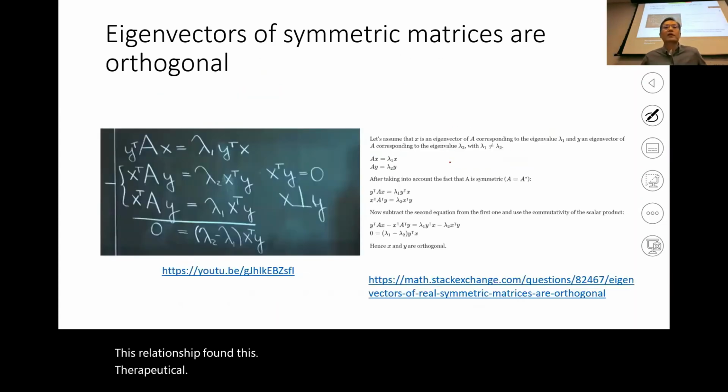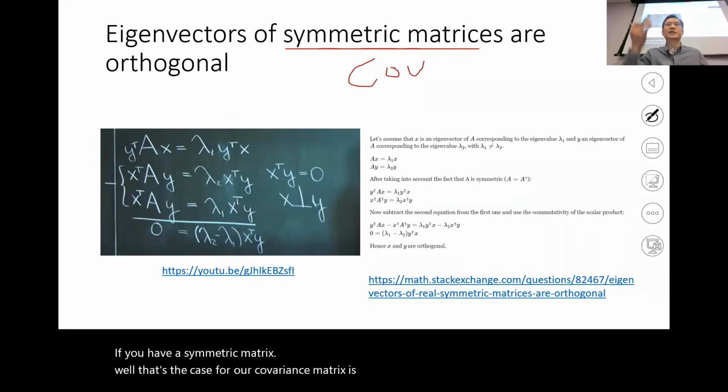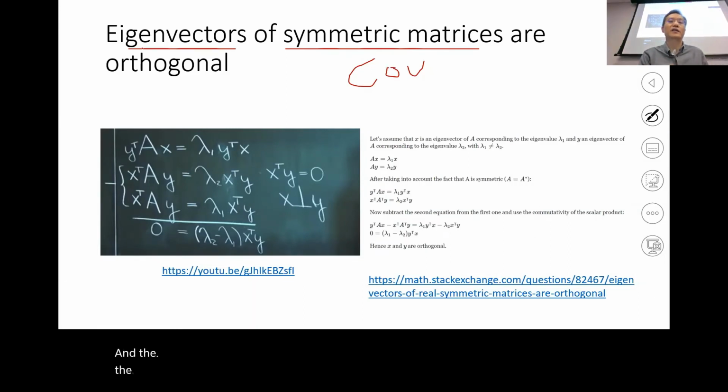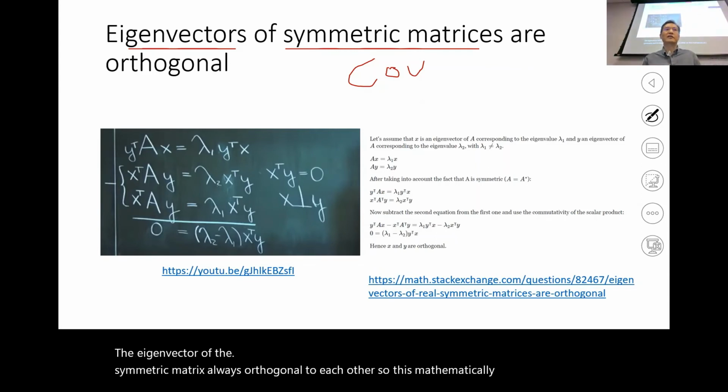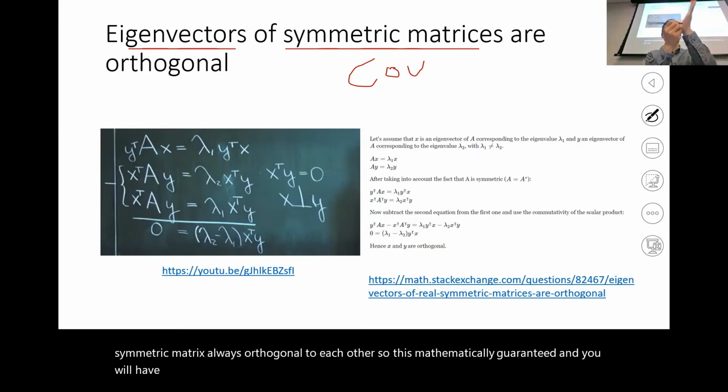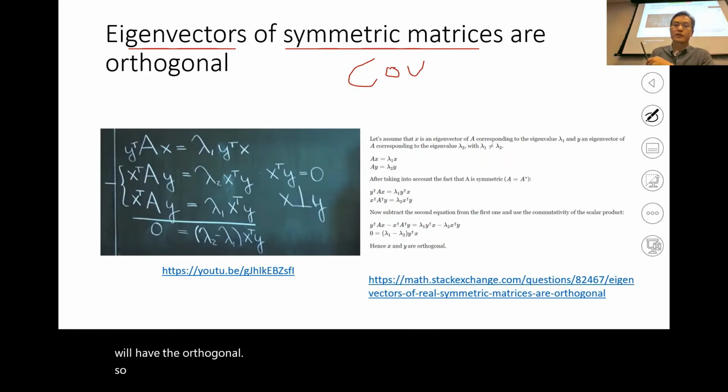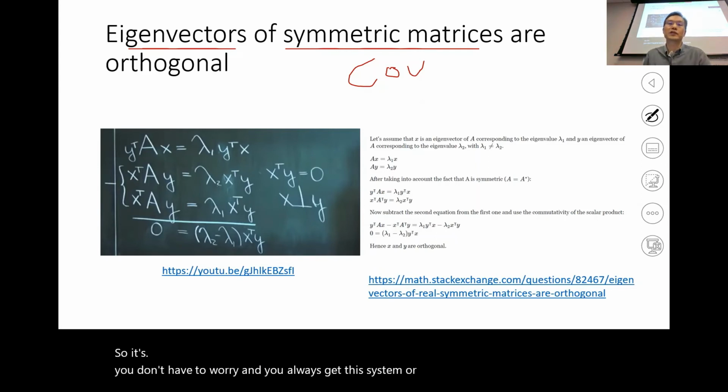And also, if you have a symmetric matrix, which is the case for our covariance matrix, it's always symmetric, and the eigenvectors of a symmetric matrix are always orthogonal to each other. That's mathematically guaranteed, so you don't have to worry: you always get these coordinate systems orthogonal to each other if you do this in this way.